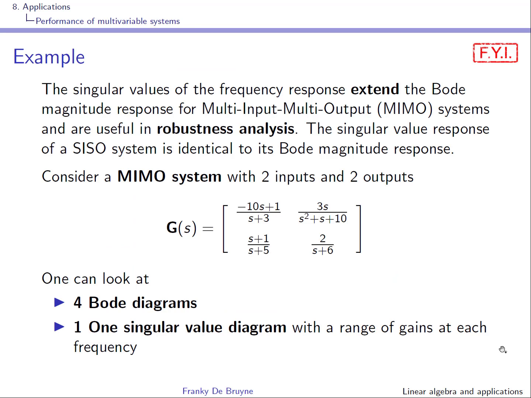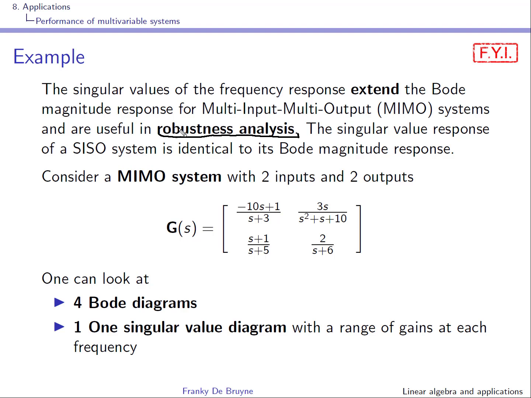Well, a next application is the singular value response, and the singular value response extends the Bode magnitude response to multiple input, multiple output systems, and they are useful in robustness analysis. Okay, and in the SISO case, single input, single output, this singular value response is identical. It corresponds to the Bode magnitude response.